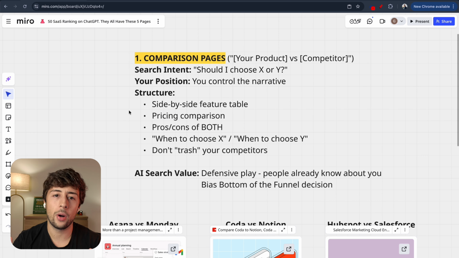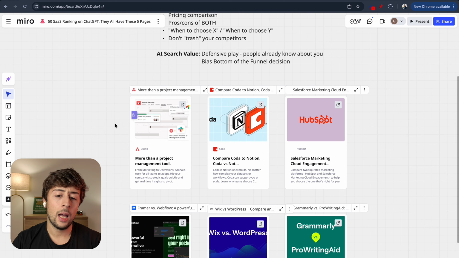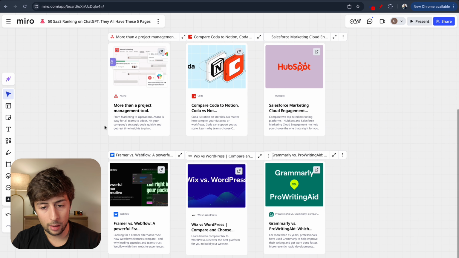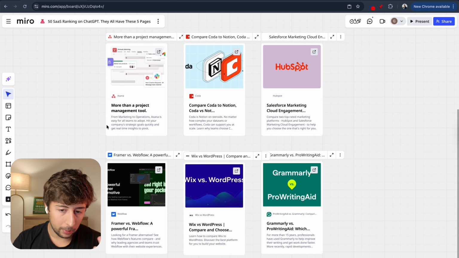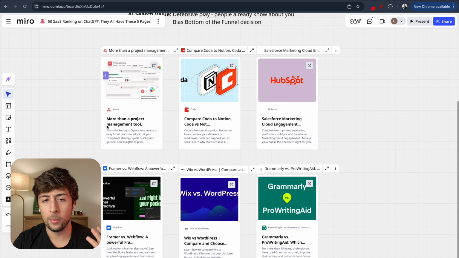If you just trash your competitors, it will also be bad for AI search because it will literally see, okay, this is clearly a biased review, so it's not valuable. So that's very important as well. It's much more like a defensive play, because people who are considering between you and your competitor are already at the bottom of the funnel. And yeah, you can have an impact on their decision at the bottom of the funnel. And we have here a lot of different examples. It's probably one of the most common, but also one of the most powerful, especially for AI search.